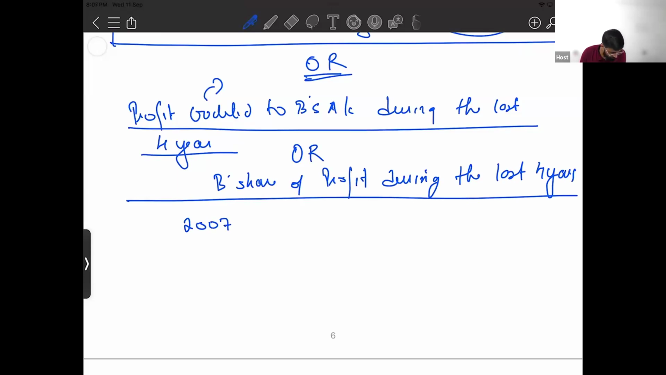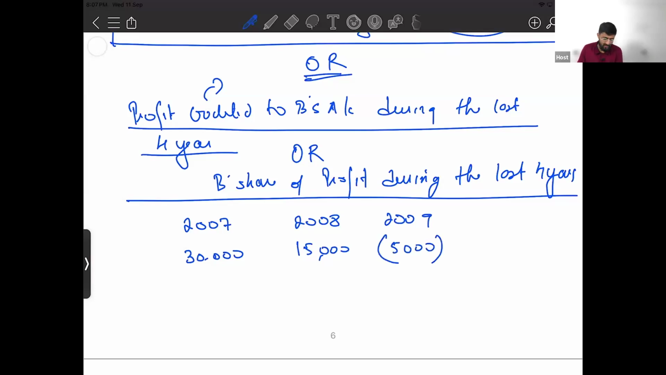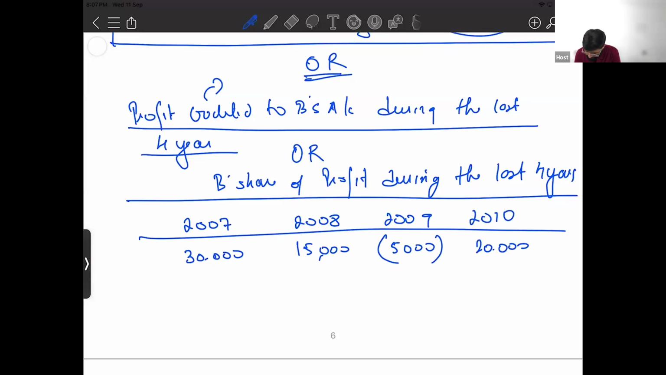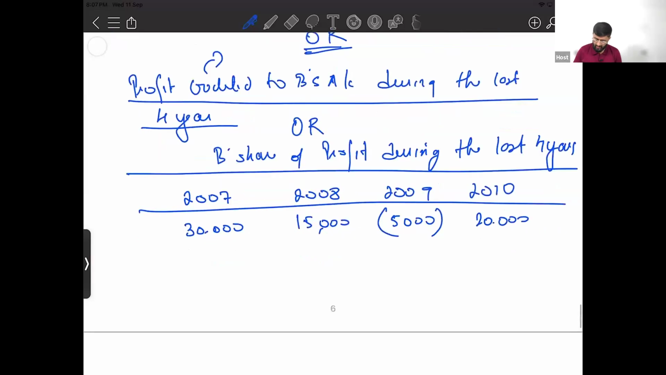We have a profit of rupees 30,000. Then 2008 we again have a profit of 15,000. Then 2009 we have a loss of rupees 5,000. Then again 2010 we have a profit of rupees 20,000. Then we find B's share for every year.